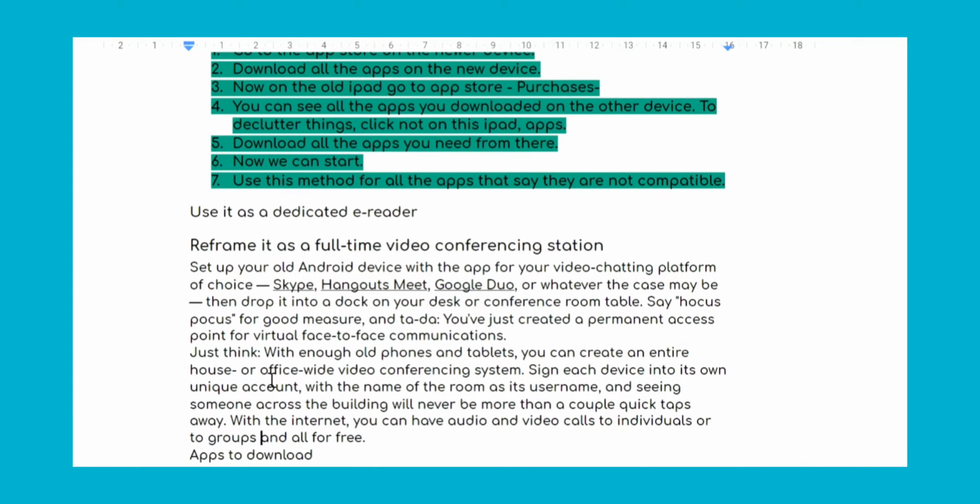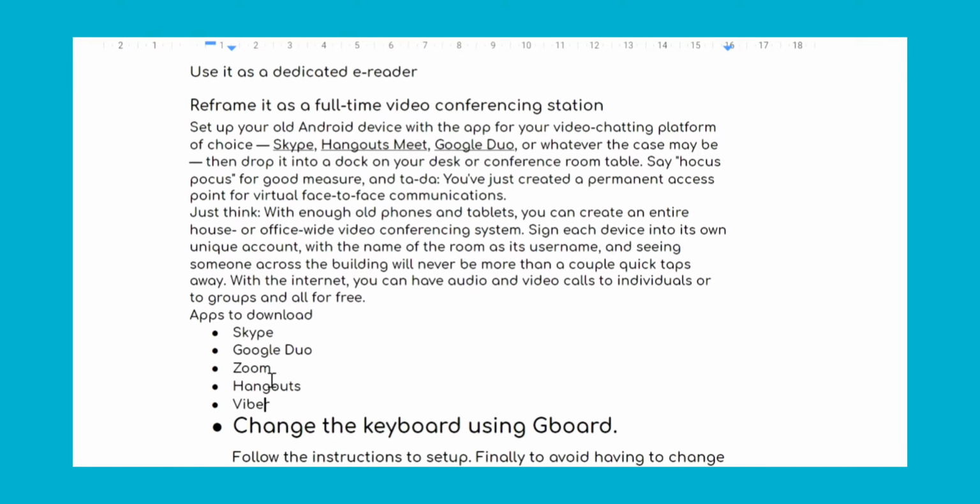Okay, and then just download lots of video apps. So I downloaded Skype, Google Duo, Zoom. I haven't actually tested Zoom to a level. I've logged in with my account, but I haven't tested it, so that's soon to try out. But Hangouts and Viber, Hangouts works well. To be honest, Viber is the only one I've actually tested properly. So there's that.